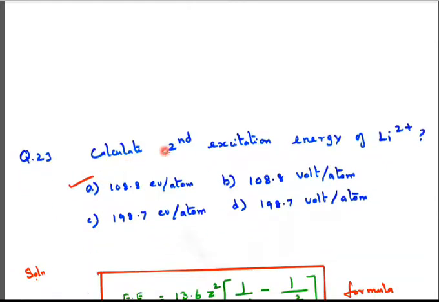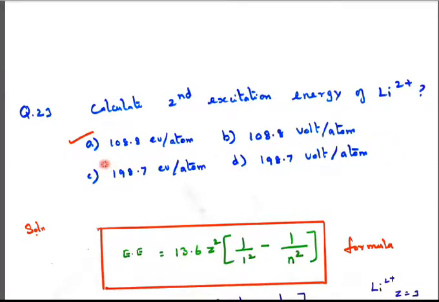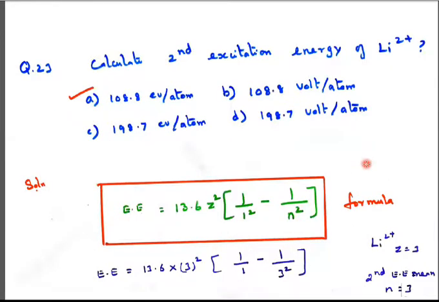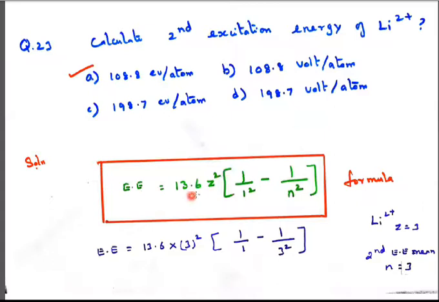Question number 23: calculate the second excitation energy of lithium 2 plus. Lithium 2 plus means atomic number is 3. The options are 108.8 electron volt per atom, 108.8 volt per atom, 198.7 electron volt per atom, 198.7 volt per atom. So let us see the excitation energy formula: 13.6 z square into 1 by 1 square minus 1 by n square, the unit is electron volt per atom only.